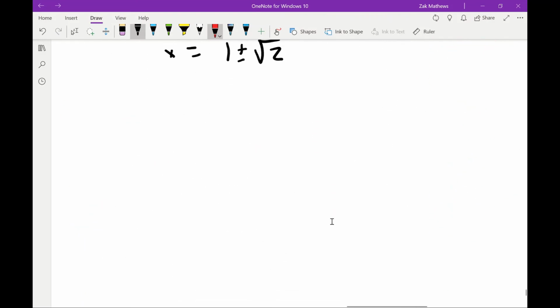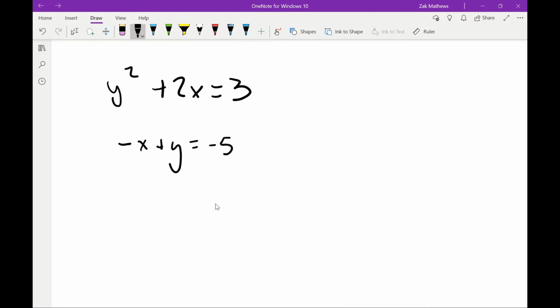Let's take one last example. Here we have the equation y squared plus 2x equals 3 and negative x plus y equals negative 5. We should recognize that bottom one as a line, but the top one is potentially a little bit different. You may not have seen that in the past. Some of you may have. But if we think about an x squared, we know that is a quadratic, it's a parabola facing up. Y squared, that is a parabola facing sideways. So looks like that. So we have a line and we have a parabola.